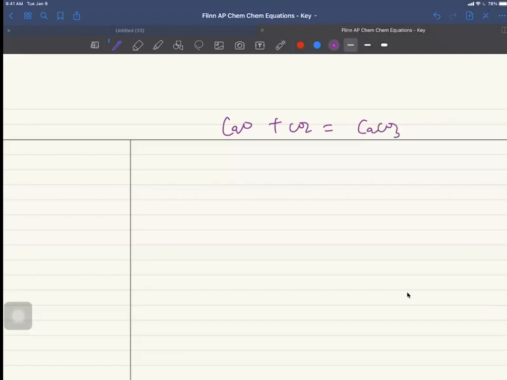So now I have a question. This is the combination or synthesis reaction. This is the decomposition reaction. Under what kind of circumstances is the second reaction spontaneous? Because we cannot make both of these two reactions spontaneous at the same condition, right? That makes sense.